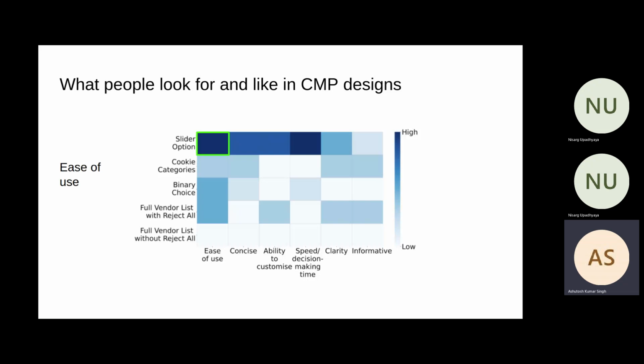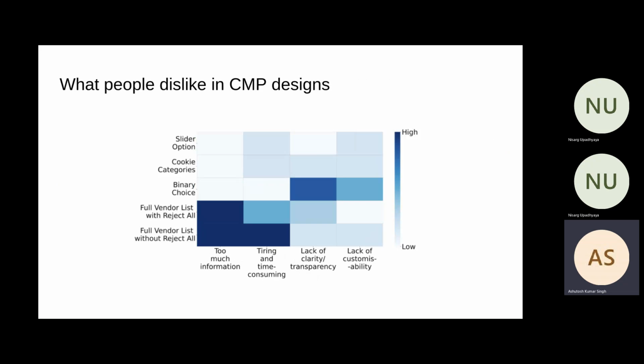Now let's look into some interesting observations. For the slider option, the darkest cells are that of ease of use and less decision-making time. There are several other noteworthy observations which can be made using the given heat map, which have been thoroughly discussed in the paper. Next, we also identified the reasons for users disliking certain designs.